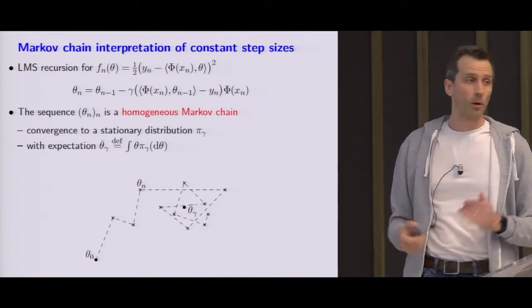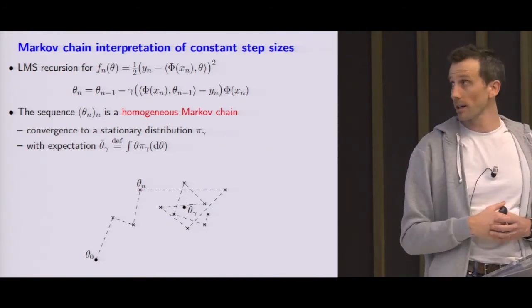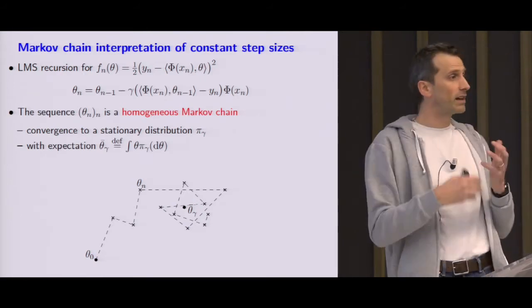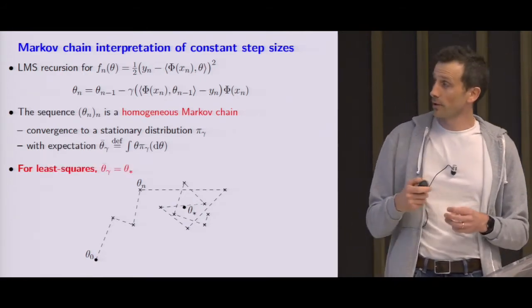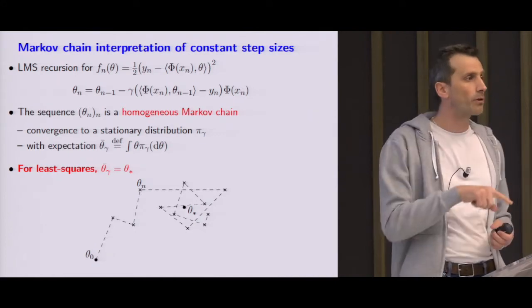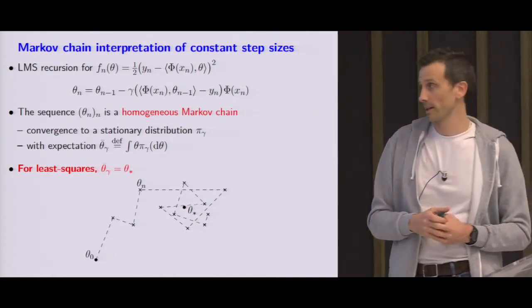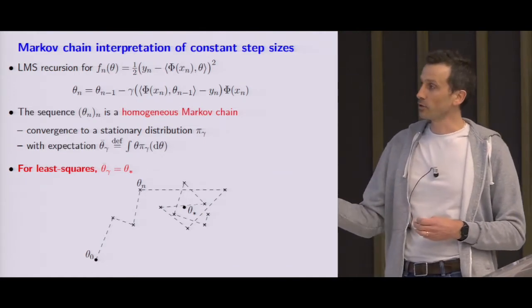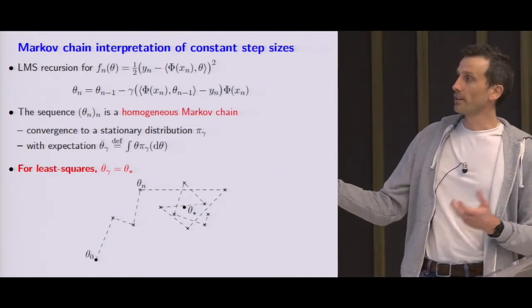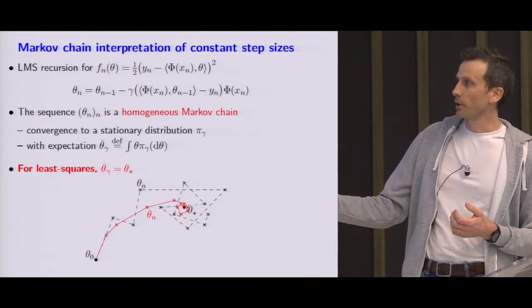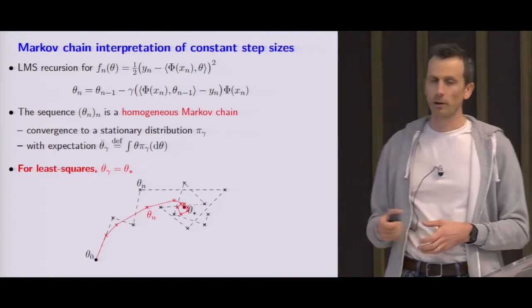You oscillate. But the key for least squares is that the gradient is a linear function. Hence, you can show that it does oscillate around the best possible value, okay? Because the expected gradient is the gradient of the average, of the expectation. And hence, you oscillate around the correct value. So now if you do averaging, then you're going to converge to the global optimum.